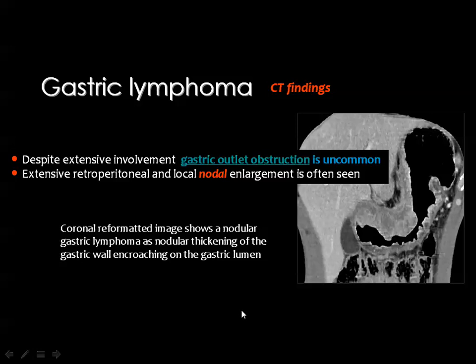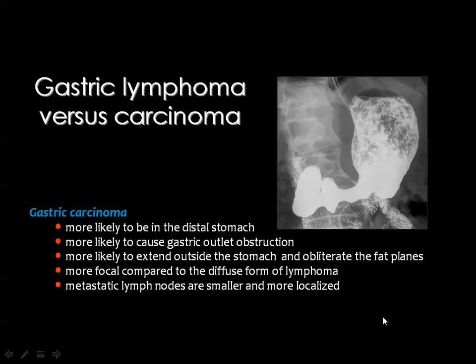And many times you can see evident lymph nodes in the region of the tumor. And the nodes of lymphoma are usually bulky, homogeneously enhanced, and they do not contain calcium. This is the difference between gastric cancer and gastric lymphoma.